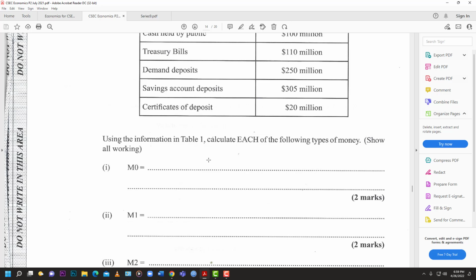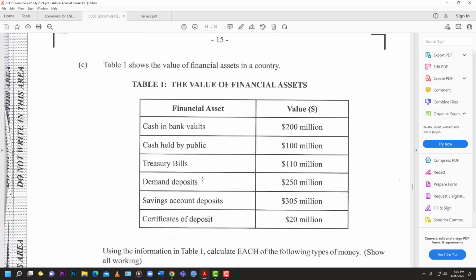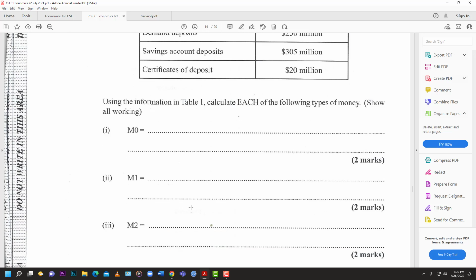Using the information in table 1, calculate each of the following types of money. Show all workings. So we have the money here, we have different assets. We have cash in the bank vaults, cash held by the public, treasury bills, demand deposits, savings account deposits, certificates of deposits. So what they want us to do here is basically calculate M0, or the money base, M1, that's narrow money, and M2, that's broad money.